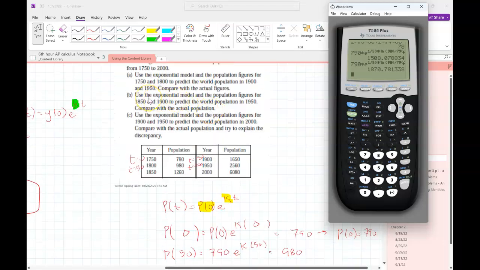Part B says try it again, but we're using the figures from 1850 and 1900 to predict 1950, so it's the same process again. Are you cool? Yeah. And then part C, it says use 1900 and 1950 to predict for 2000. Again, the same process. And it says try to explain the discrepancy.